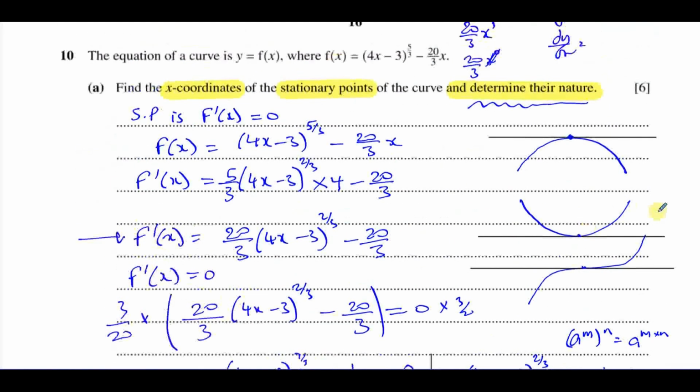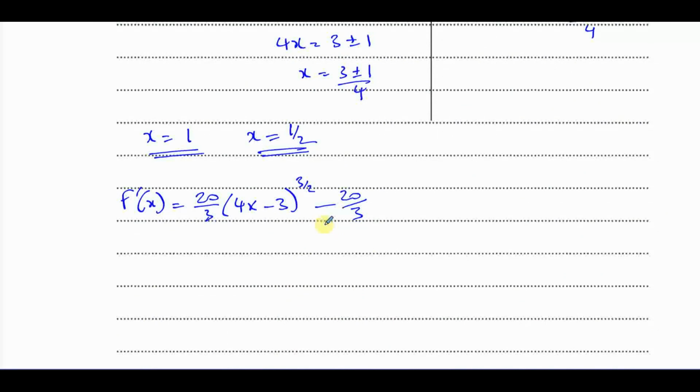Now, if we have a look at these diagrams here, this is a maximum, and at a maximum the gradient is changing. So we have to find what's called the second differential, which is f double dash x. If you have y, you get dy dx, and then the second differential is d squared y dx squared. If you start off with f of x, then dy dx is f dash of x, and d squared y dx squared is f double dash x. It means the same thing: first differential, second differential.